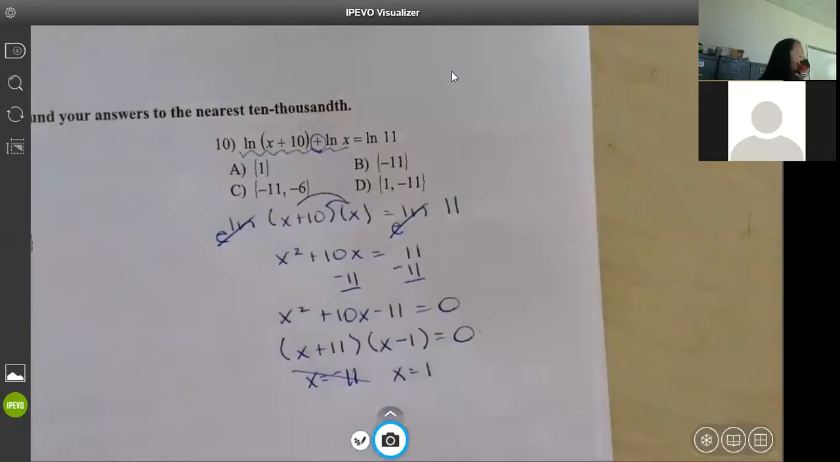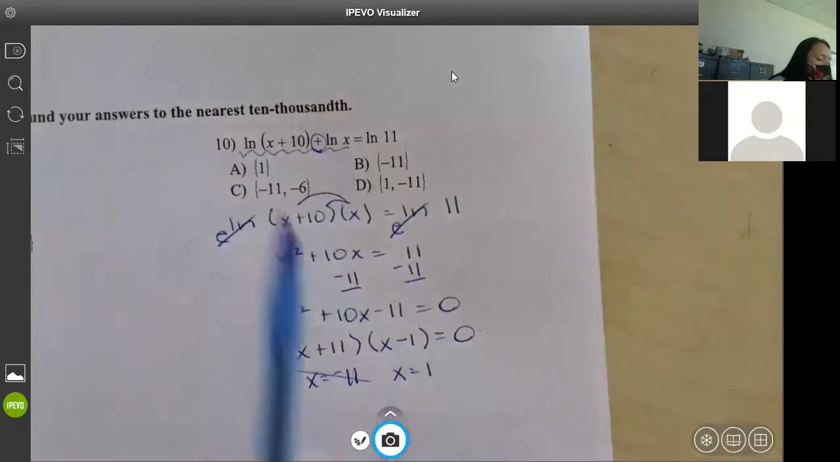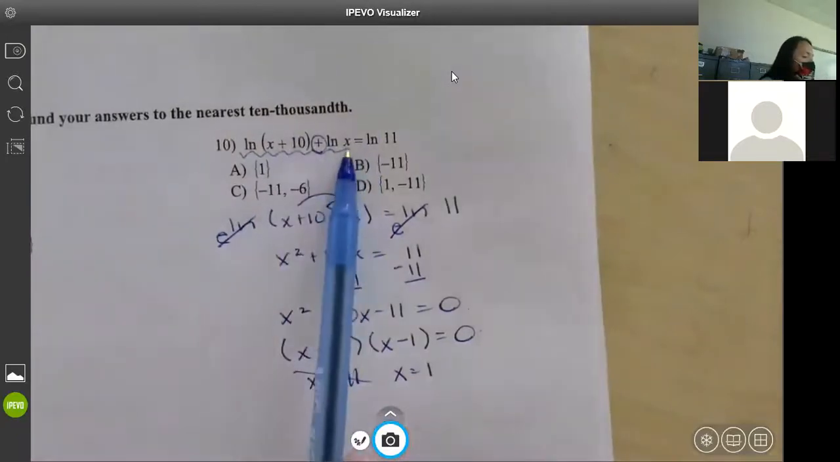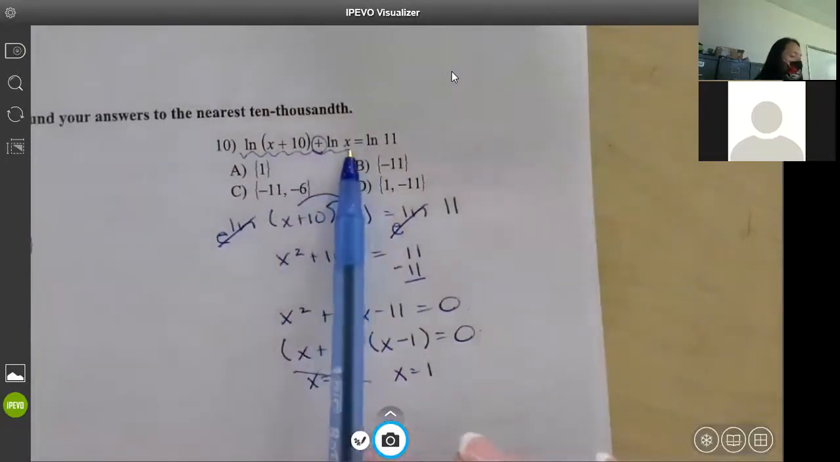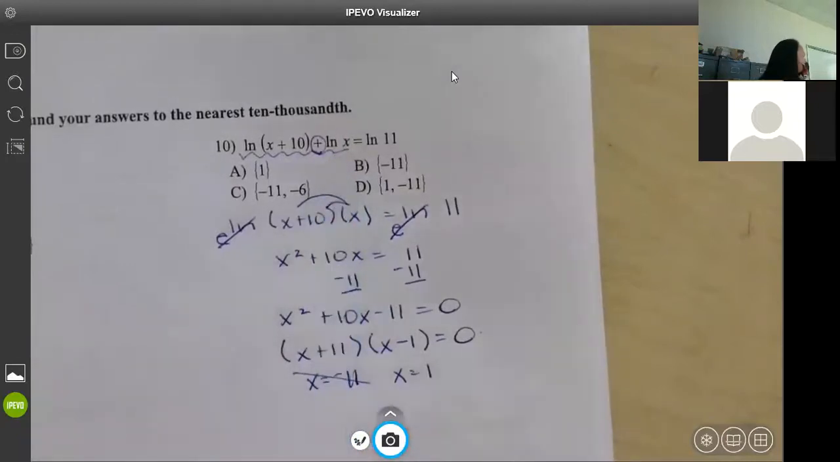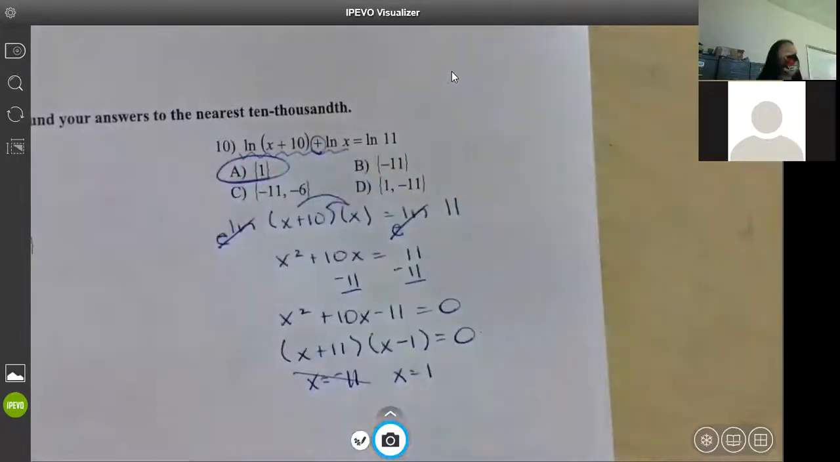Got it? When I plug in 1 plus 10 is 11. That's a positive number. That's good. If I plug it in here, it's a positive number. Same thing. If I try to do ln of negative 11, it's going to give me that error on my calculator. So the only solution that you have is the 1. So I'm glad that I did that example. It was a good one.